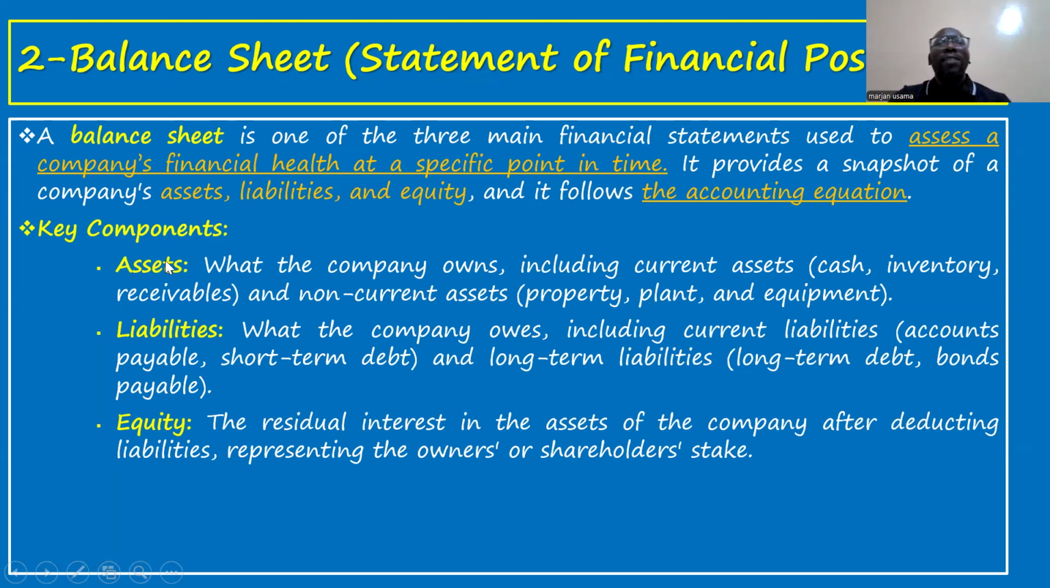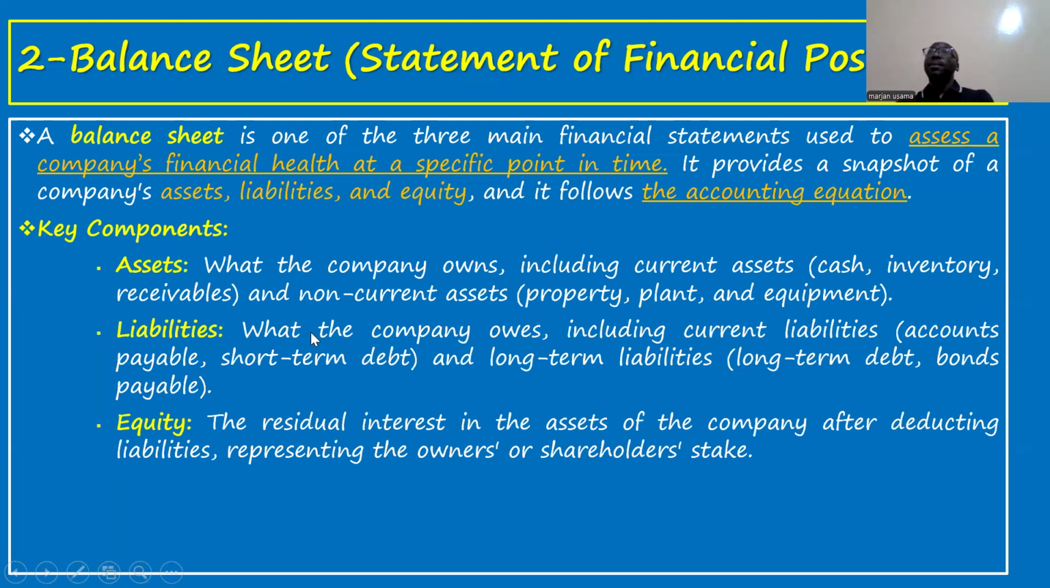So number one, we have the assets, al-usul. This is what the company owns, mumtalakat al-sharika or al-munazama. We have two types of assets. We have the current assets, which can be cash, inventory, and receivables. Then we also have the non-current assets, which include property, plant, and equipment.